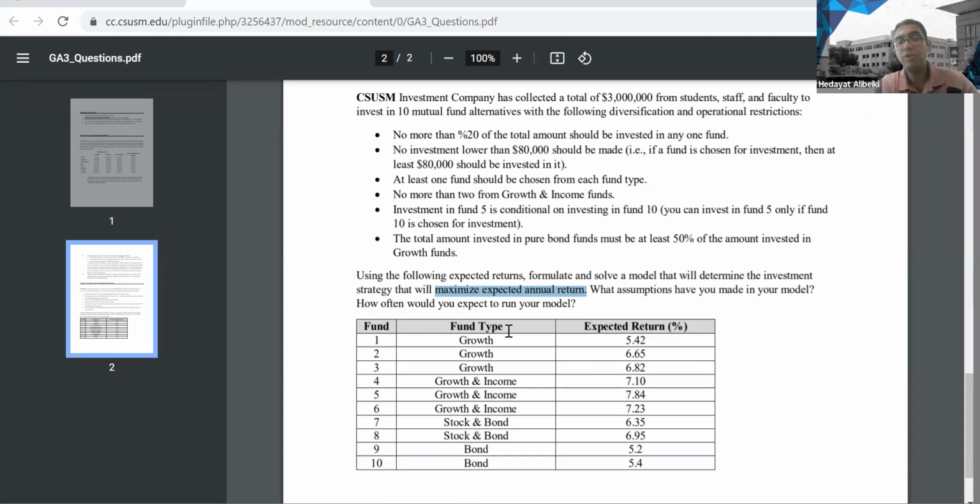But then when you read the constraints, you'll see, for example, where it says at least one fund should be chosen from each fund type. So out of these three, the value of investment should be positive in at least one of them. One of them should be invested; the value that you put should be positive for one of them.